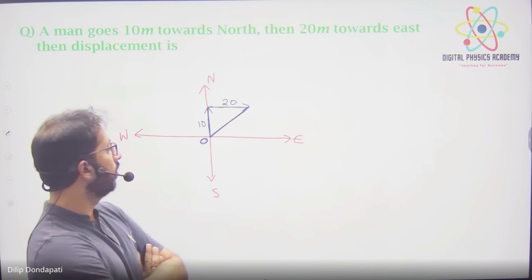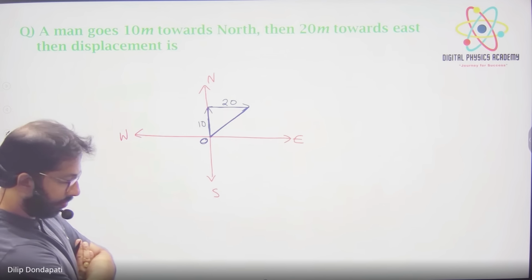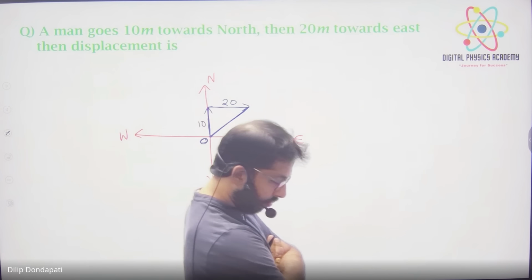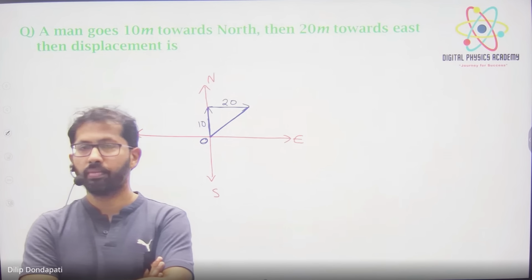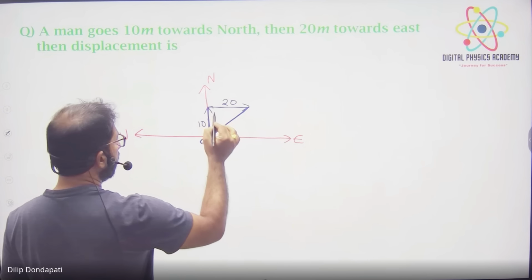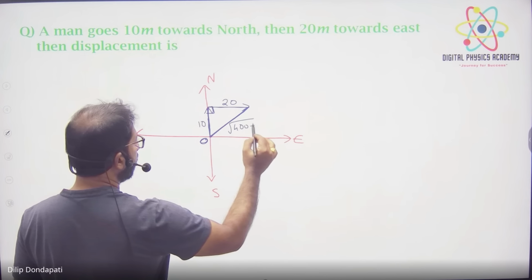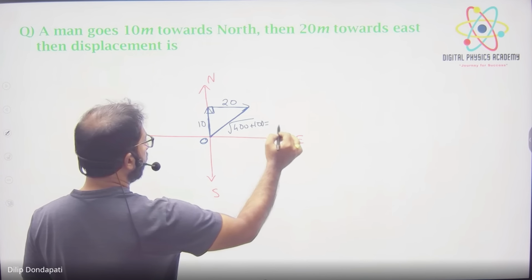How to solve? One second. Is it 10 root 5? Yes, correct. Just the Pythagoras theorem, right? Under root 400 plus 100. So it is 10 root 5.